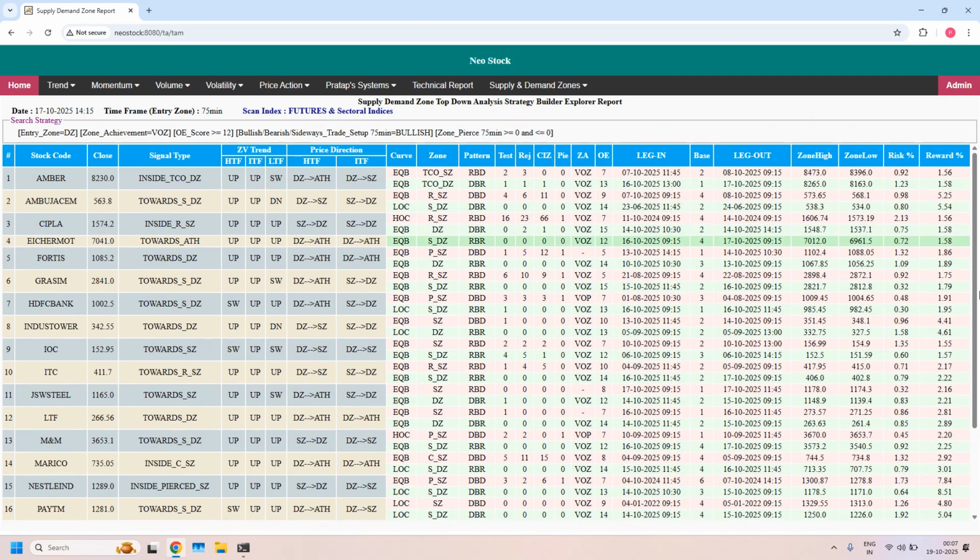First 16 stocks that are supporting bullish trade setup for weekly income trade. First 16 stocks. And all the entry time frame zones are 75 minutes demand zones. So first 16 stocks, scrolling the list down.